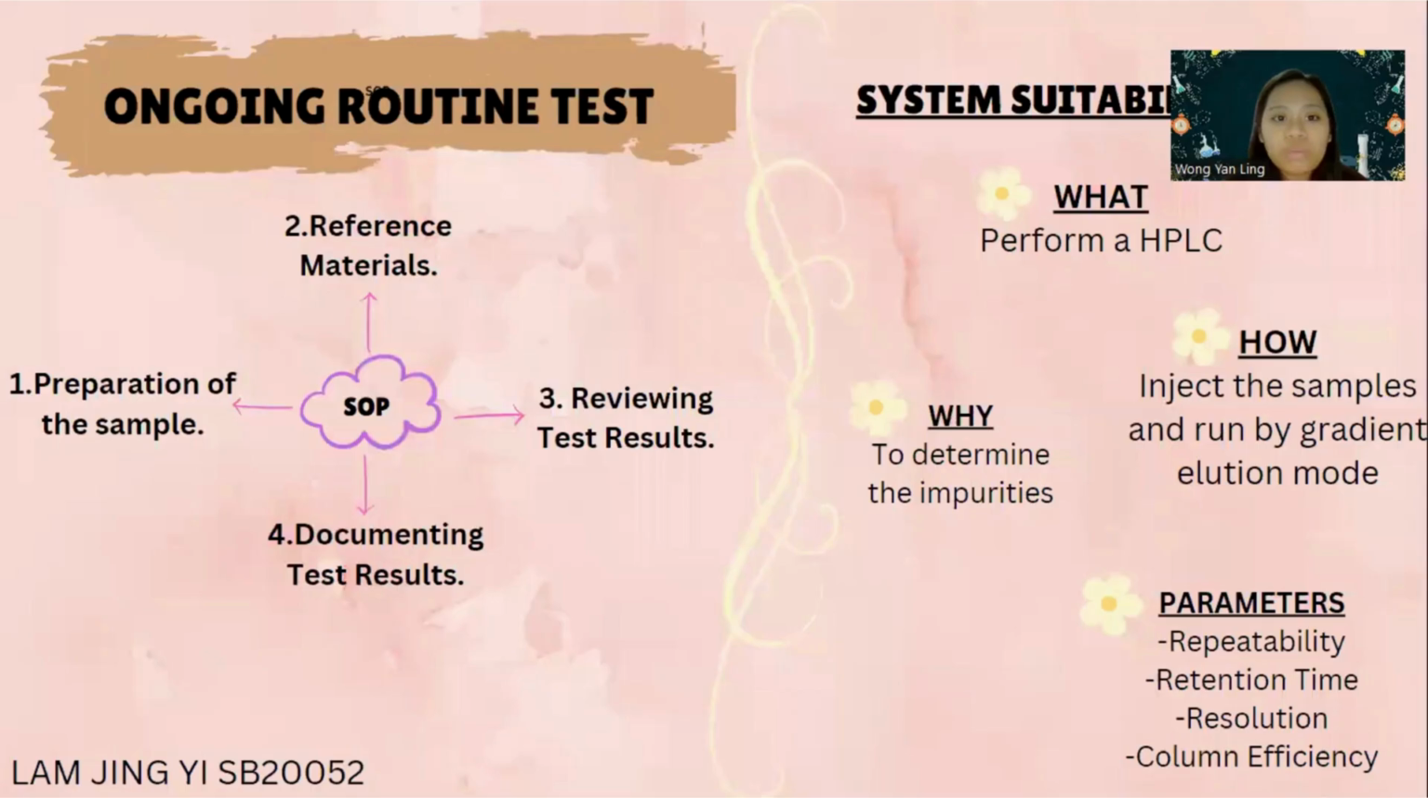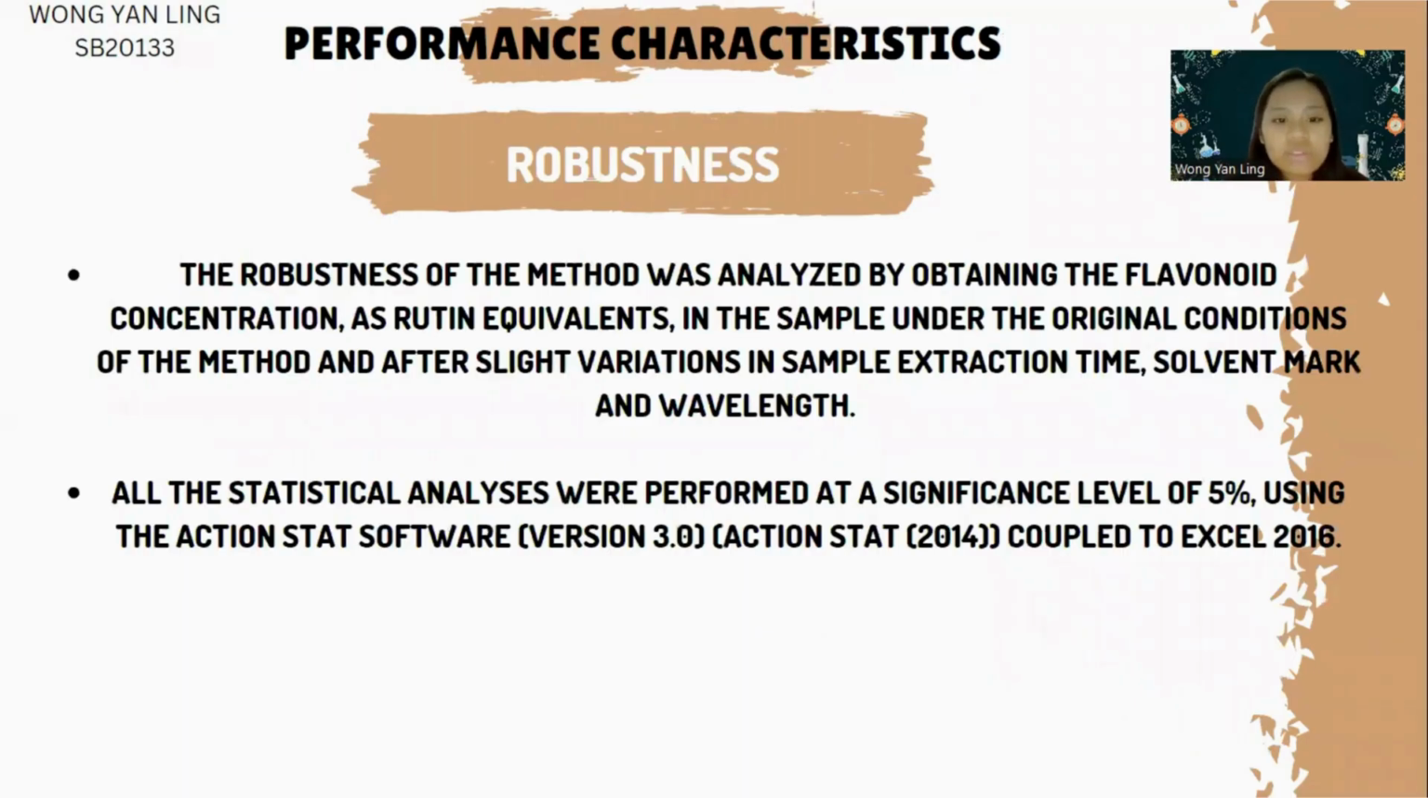The last one will be the robustness. The robustness of the method was analyzed by obtaining the flavonoid concentration as routine equivalence in the sample under the original condition of the method, and after slight variation in sample extraction time, solvent mark, and wavelength. All the statistical analysis was performed at a significance level of 5% using the Action Stat software coupled to Excel 2016.